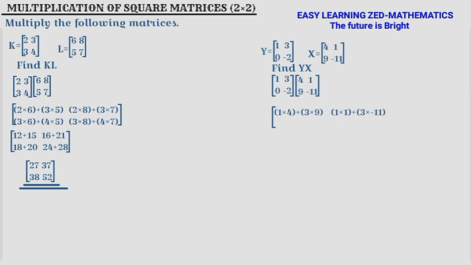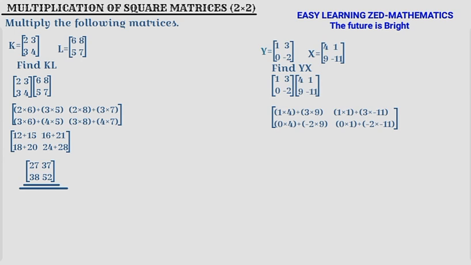So I'm going to start with the first column, which I'm going to multiply 0 multiplied by 4, then plus -2 multiplied by 9. I've done the first column in the second matrix. Now I'm going to go to the second column, which is going to be 0 multiplied by 1, and then -2 multiplied by -11. Then I'm going to close brackets.